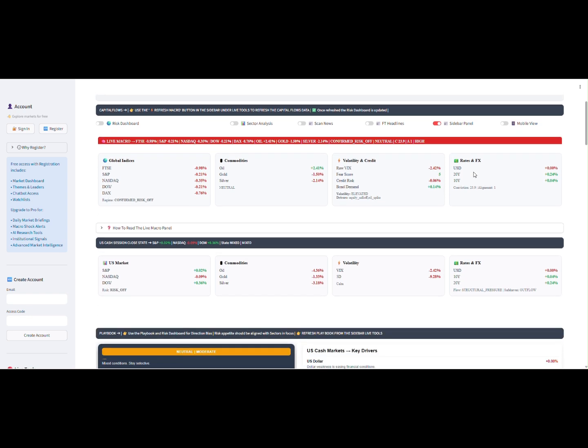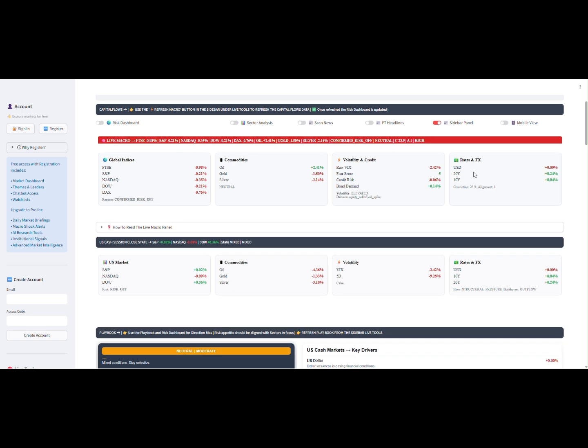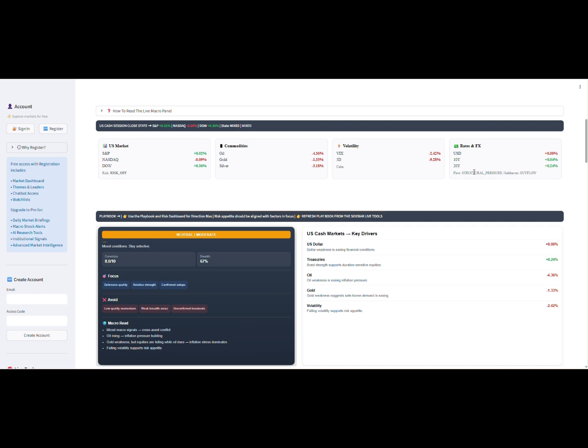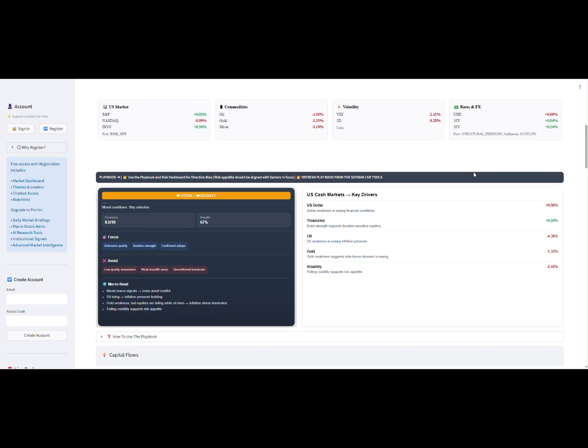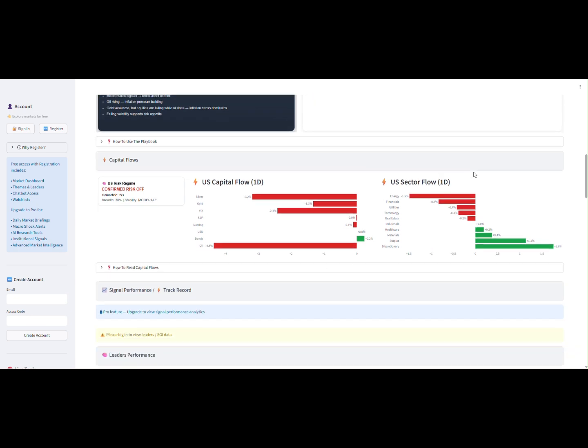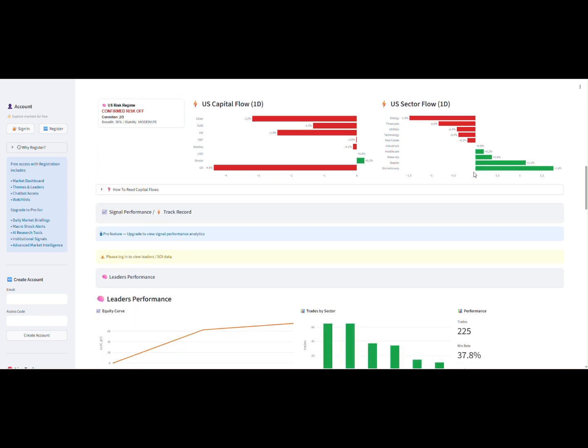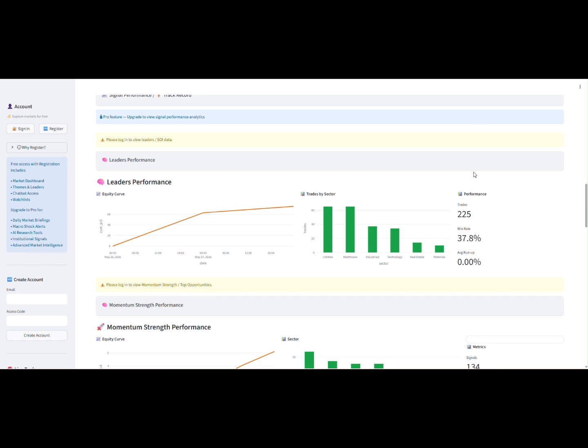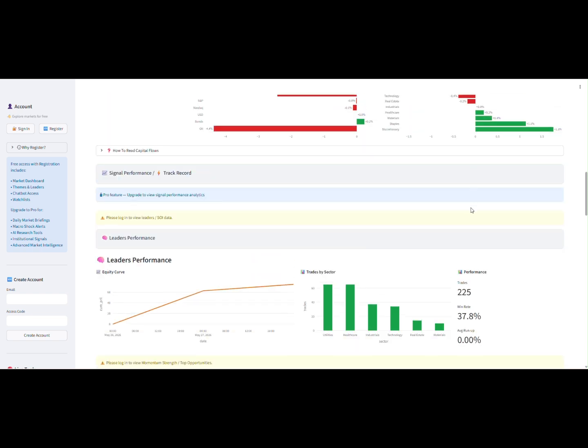The Volatility and Credit section focuses on market stress and risk conditions, including volatility signals, bond demand, and broader defensive behavior across the market. The Rates and FX panel tracks yields, currency movement, and macro alignment, helping users understand the interest rate backdrop and global capital flow environment. As the walkthrough continues further down the platform, the system begins shifting from macro analysis into market intelligence and opportunity discovery.